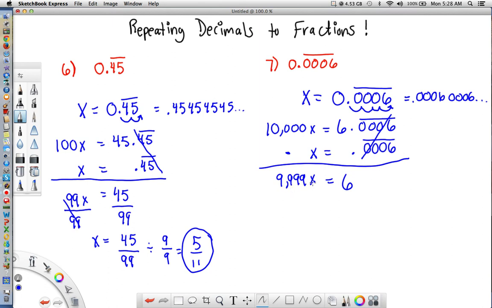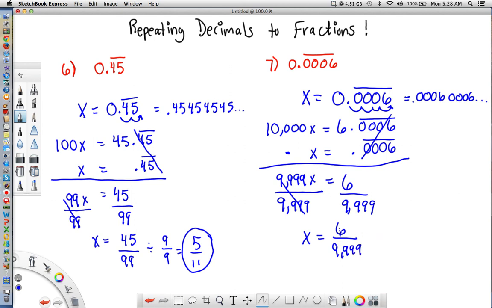Okay, and now I just want to find out what x is, this 6 ten-thousandths repeating decimal in fraction form. So I've got to get rid of the 9,999 x's. Well, I want to divide that out and just have one x. So I divide this side by 9,999, and I do the same thing to this side over here, 9,999. I'm making an equivalent. And when I'm done, I'm left with x is equal to 6/9,999. That's a mouthful.